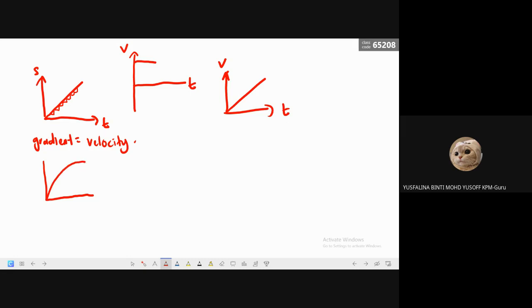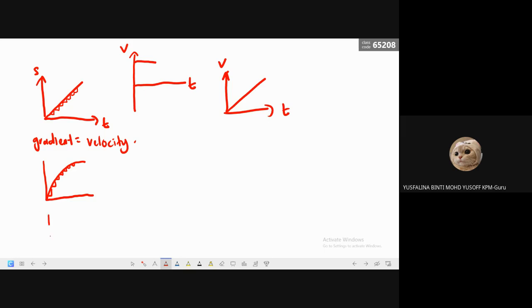So how do we know the gradient? Do we need to calculate it? No need. You just draw the triangle and see the size of it. When I draw the triangle, the size becomes smaller. So the gradient is decreasing, because the size of the triangle is decreasing. So the velocity also decreases, so the graph should go downward like that. That is the example.